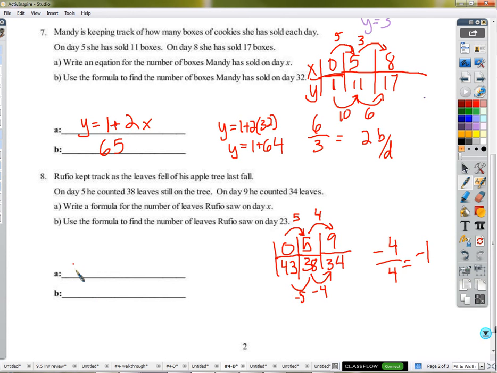Okay, so our formula will look like y equals, start with 43, lose 1 leaf per day times the number of days that go by. Okay, we'll use this to figure out how many are still on the tree on day 23. That's y equals 43 minus 1 times 23 days later. That's 43 minus 23, and y equals 20. 43 minus 23 would be 20. So there's 20 leaves on day 23.